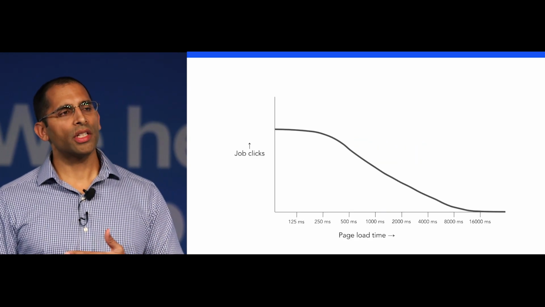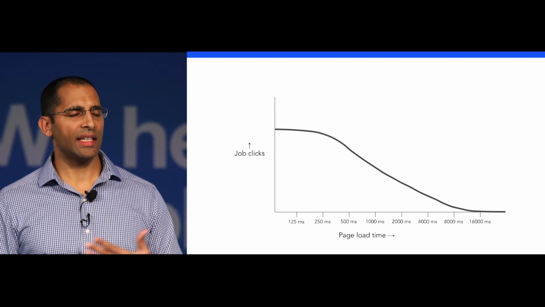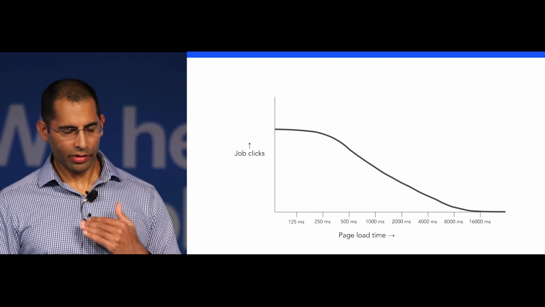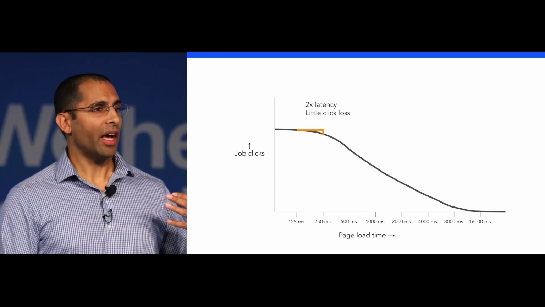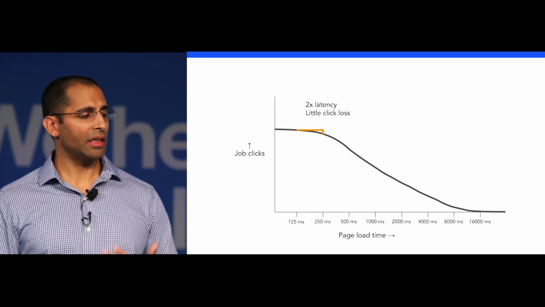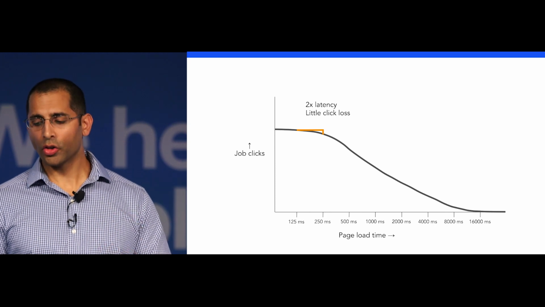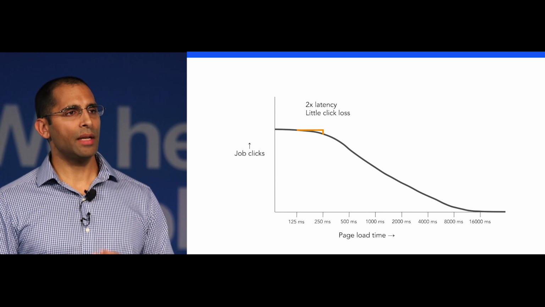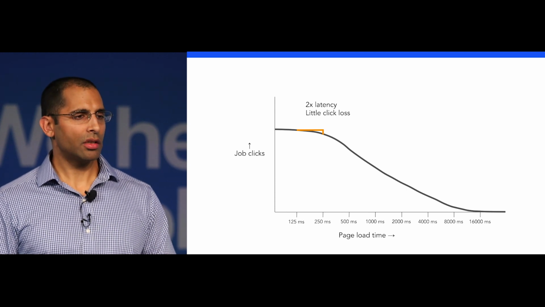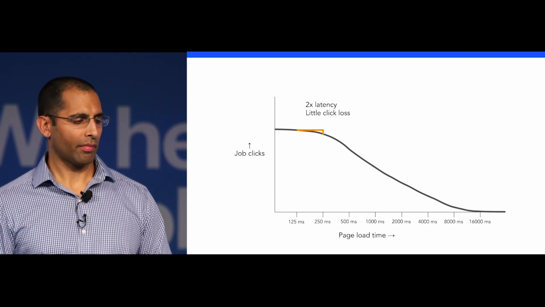This drops off a little bit more steadily. This isn't the same elbow, by the way. I totally made up these numbers. At the high end, for a doubling of latency, we have very little click loss. If we go from 125 milliseconds to 250 milliseconds, that's basically imperceptible to the job seeker. So there's very little loss of clicks.